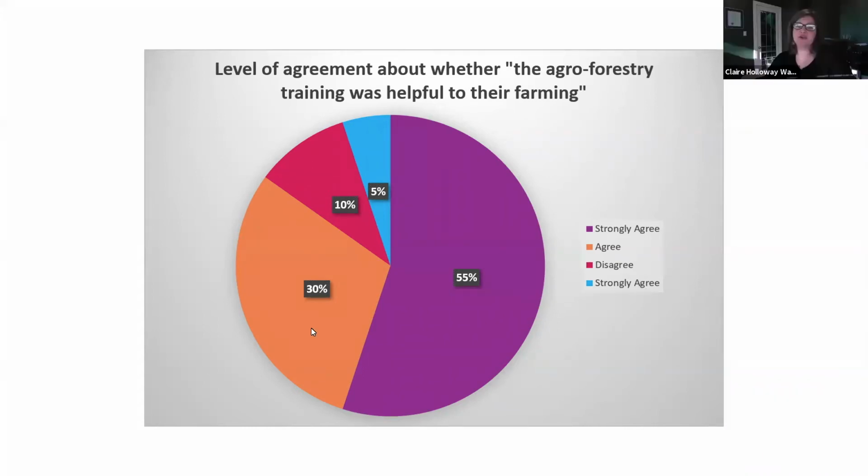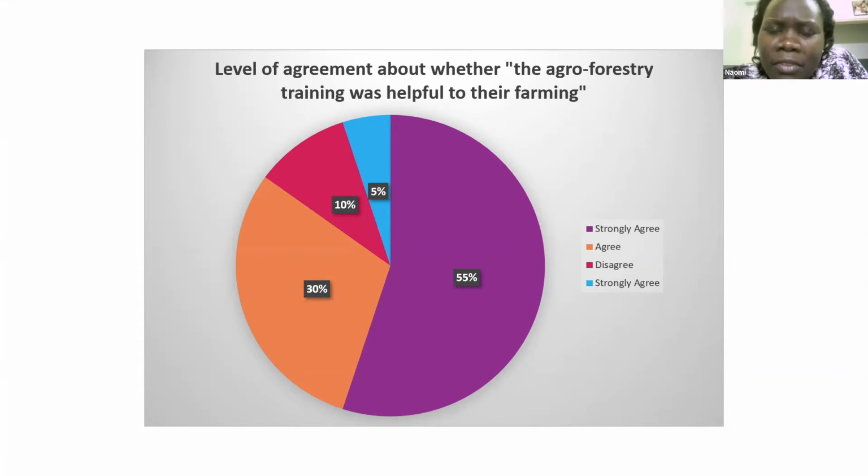So what is the story that you take from this? The story I take from this is the level of agreement about whether the agro training was helpful. So the story I take from this is that 55% of the trainees strongly agreed with the training being helpful to them. So in conclusion, the training was quite helpful to the farmers.